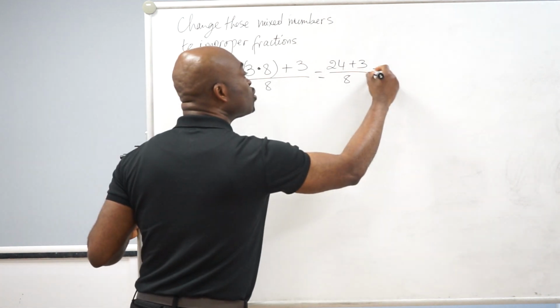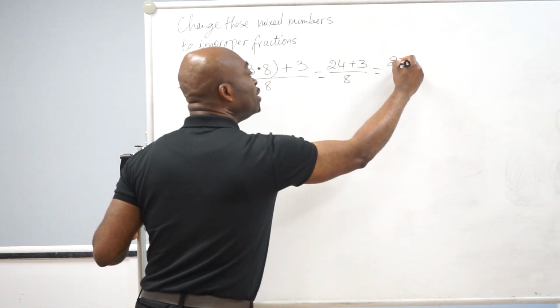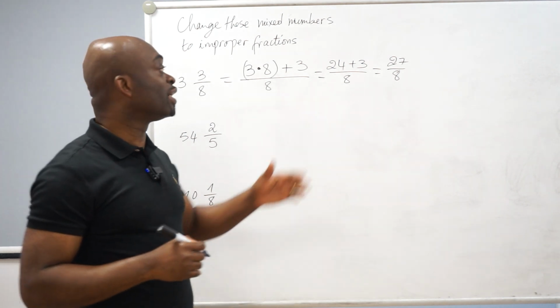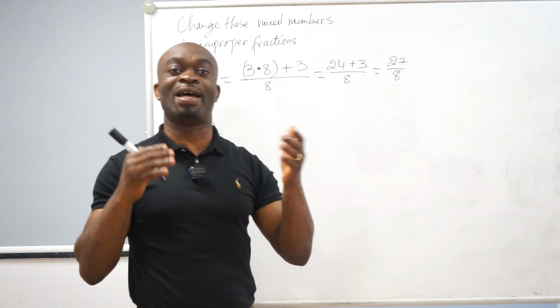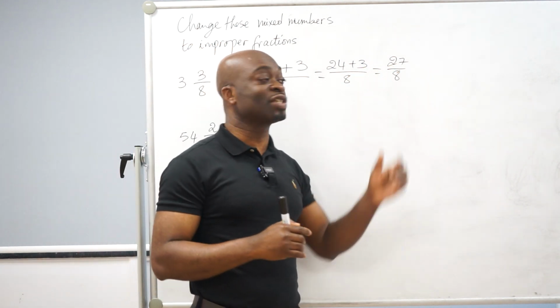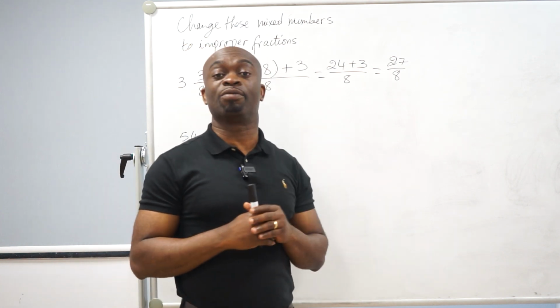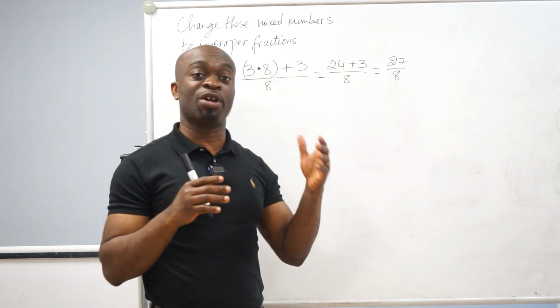So that would give us what? 24 plus 3 is 27. 27 over 8. Now, the next question is, can you reduce this one? That means, is there any number that can go into 27 and 8 evenly? If there is any number like that, you still gotta reduce it. If there's none, that'll be your final answer.